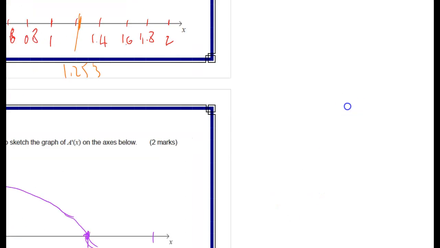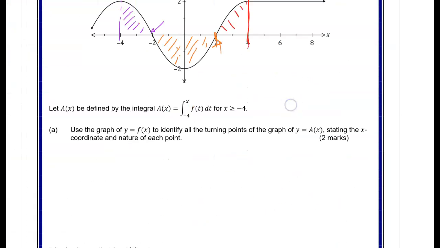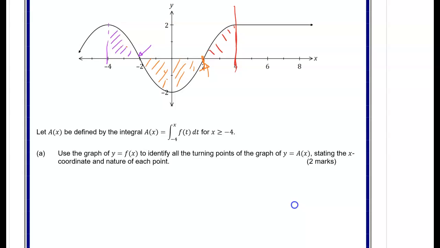But in terms of answering part A, what's happened to my graph? In terms of answering part A, you've got to identify where these maximum and minimums are going to be. So at x equals -2, that's going to give you a max, because that'll give you the maximum possible area up to that point. Then it's going to start to decrease until we get to this point where x equals 2 is going to give you a minimum. Up to that point, net effect is 0. Then it's just going to keep getting bigger and bigger and bigger all the way along.